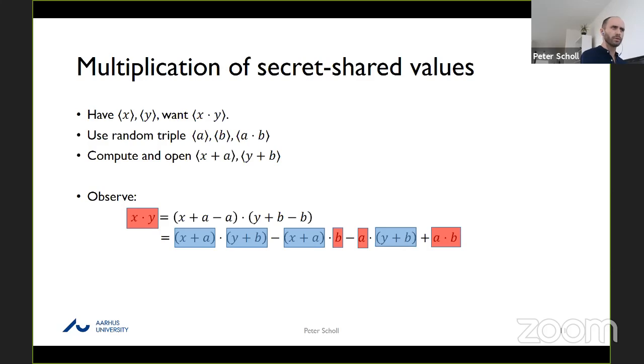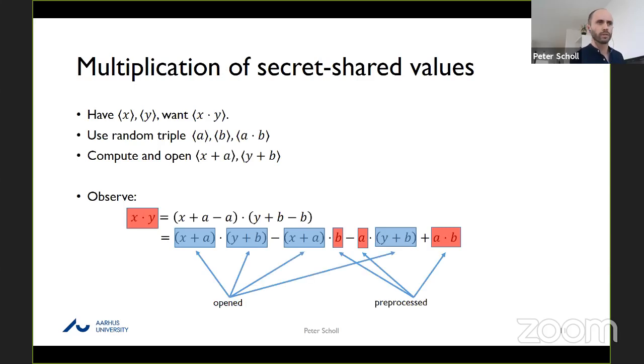So everything that's in blue here is what we've opened previously, the X plus A and Y plus B values. And then everything that's in red on the right are these A and B and A times B shares, which we have from the preprocessor. So then this is all linear in the secret values on the right, so we can just use the operations on the linear shares to compute the shares of x times y after we've done these two openings. So multiplication gates, you need one triple from the preprocessing and then two openings. And that's basically the entirety of the online phase.